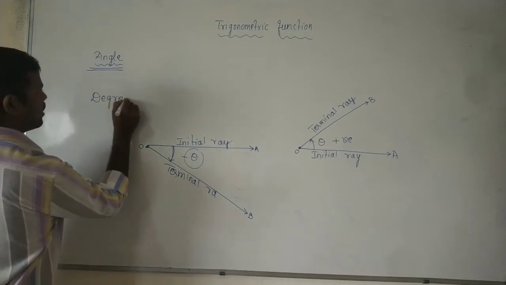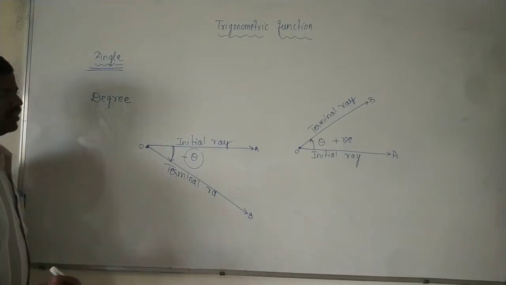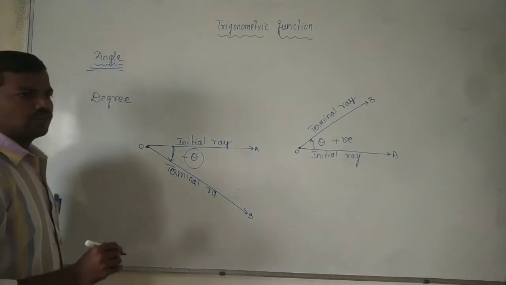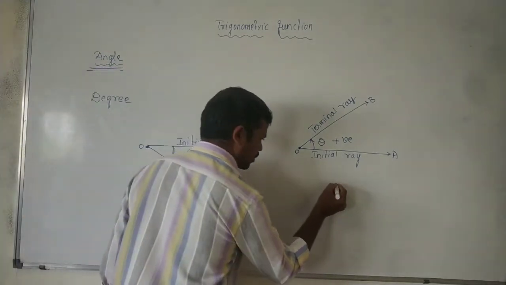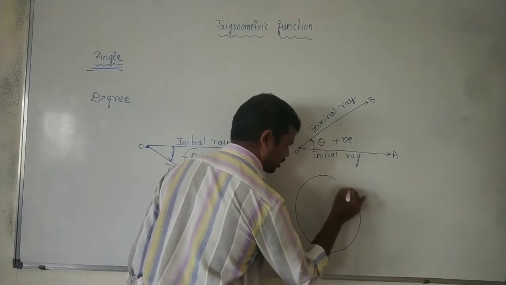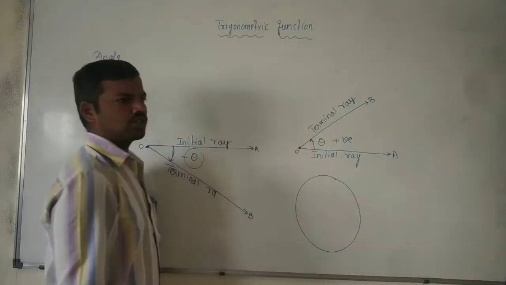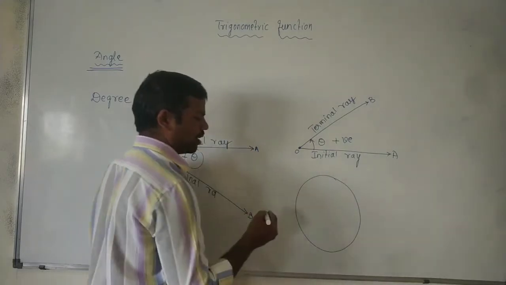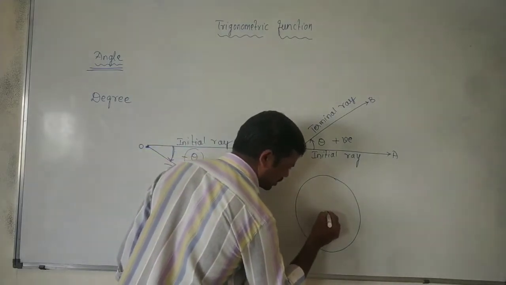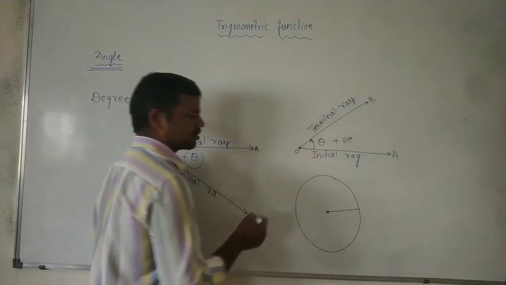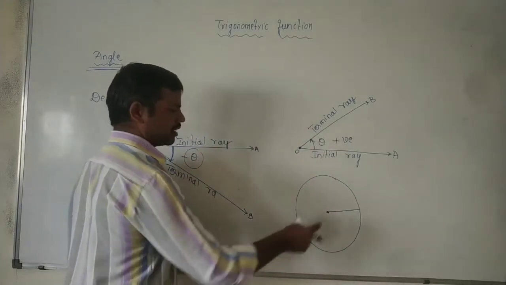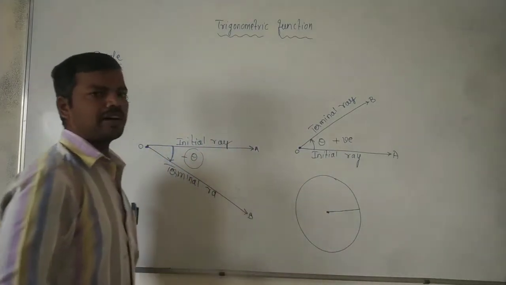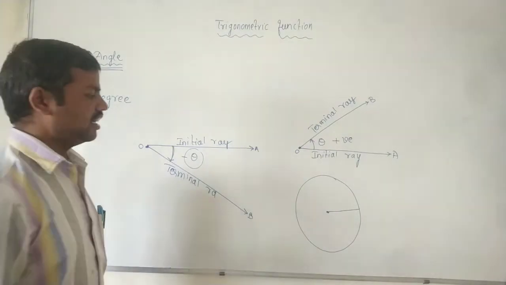So yesterday we have learned about the degree measure. So degree means what? One complete rotation, we call it a revolution. So we divide it into 360 equal parts. Here this is the center of the circle. It looks like a circle. So this circle is divided into how many parts? 360 equal parts.